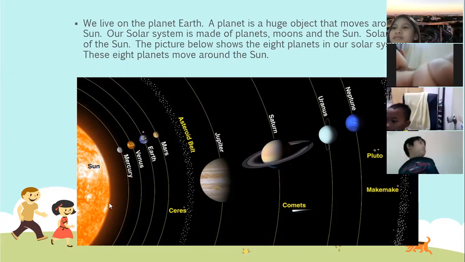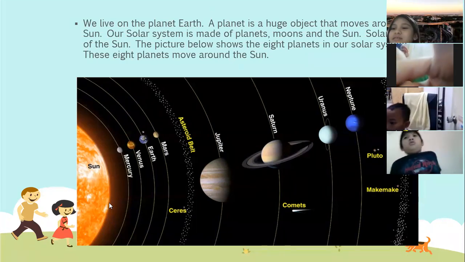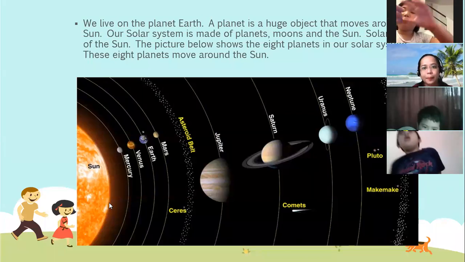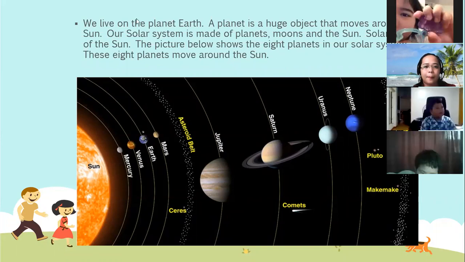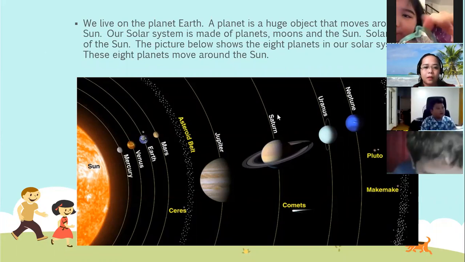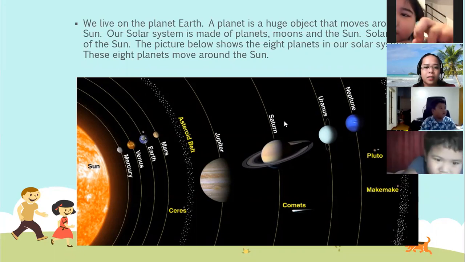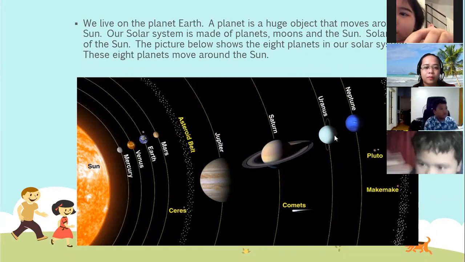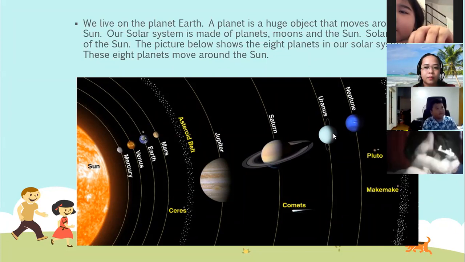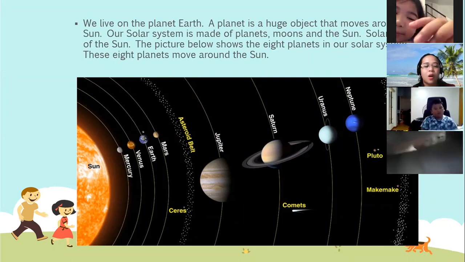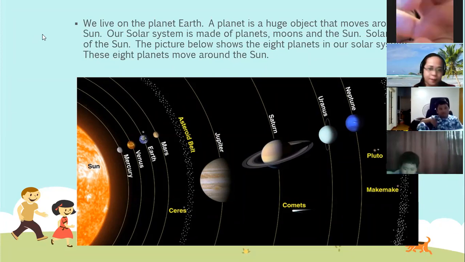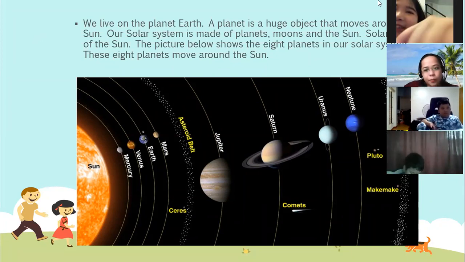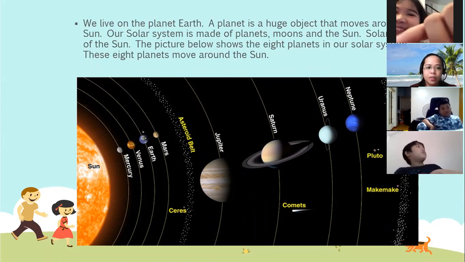Why is Venus blue? The other planet is white. Why is Uranus blue? No, Neptune. Neptune? There's an explanation for that, and I'm going to tell you later. So Earth is also blue. Let's go on.